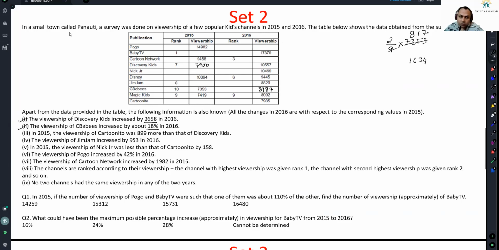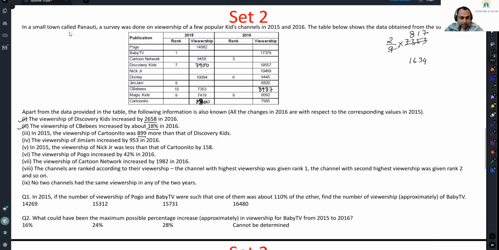Next is in 2015, the viewership of Cartoonito was 899 more than that of Discovery Kids. So 7,900, 900 more than that. Cartoonito, I am going 800 more than that. So 8,700. Sorry, not 800, 900 more. So 8,800. It should be 8,800.